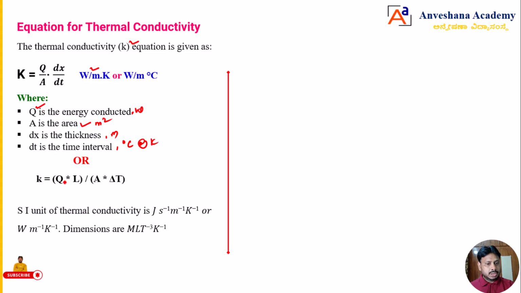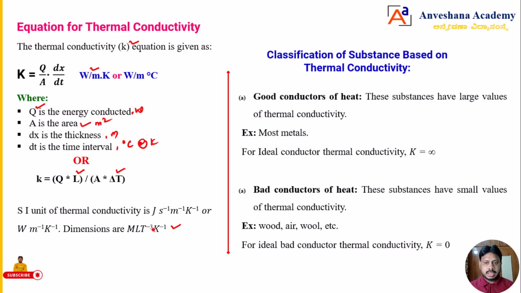So I can write this equation like this also: K is equal to Q into L, where L is the thickness, divided by A into delta T. Then the dimensions for thermal conductivity are M L T to the power of minus 3 K to the power of minus 1, dear students. This is the equation we can use to calculate the thermal conductivity of any given material when there is conduction heat transfer.